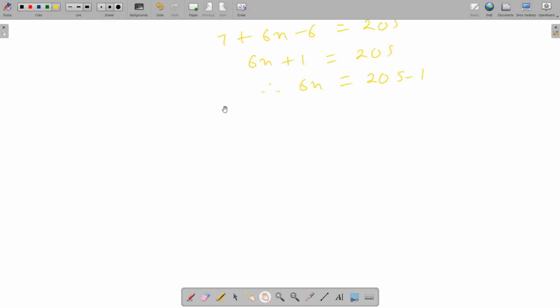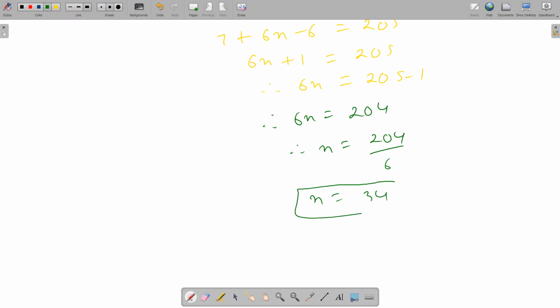Therefore 6n equal to 204, and therefore n equal to 204 by 6. Dividing, 6 times 3 is 18 and 2 carry 24, so this will be 34. So n will be 34, n equal to 34. So the number of terms in the AP will be 34.